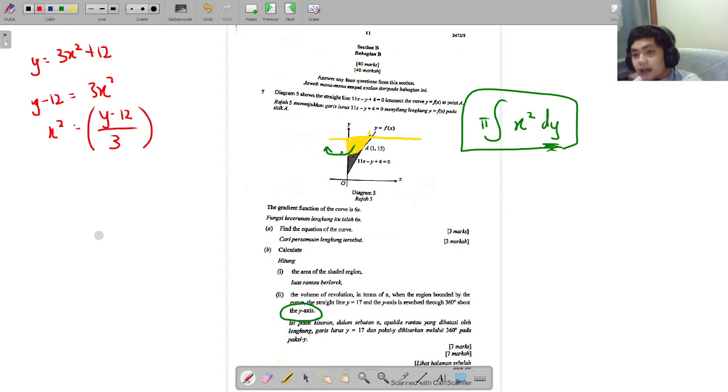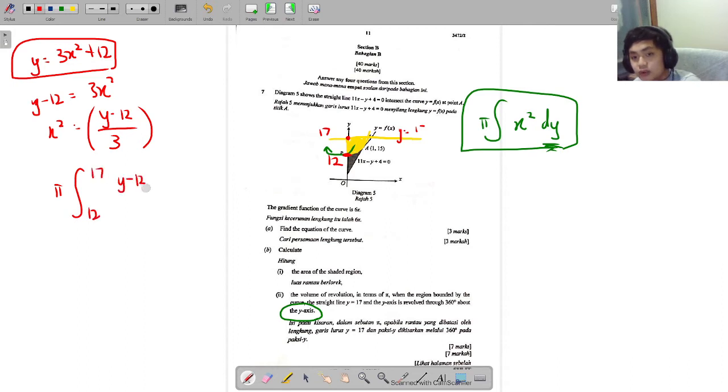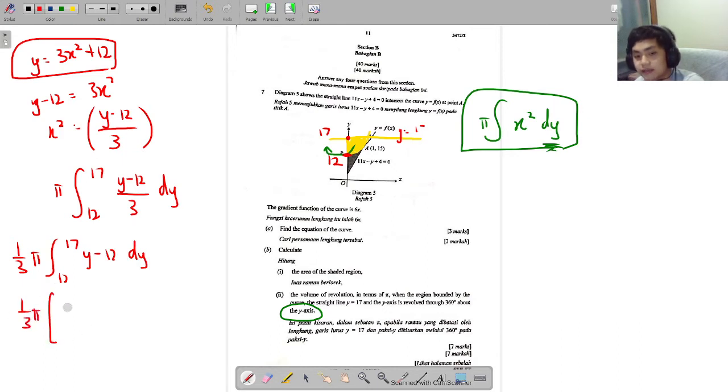Now our limits. We need to know what this point here is, and we do, because this is the y-intercept for the curve. So this is 12, and the one on top is 17, because they told us this line is y equals 17. So we have our limits. We write pi integral from 12 to 17 of (y minus 12) over 3 dy. I'm going to extract the 1 over 3 out of the integral to make it easier to count. So it's 1 over 3 pi times y squared over 2 minus 12y, from 17 to 12.